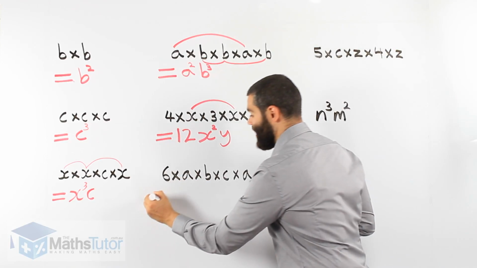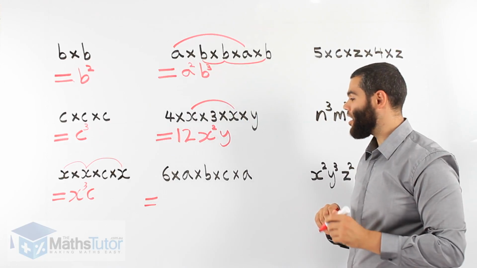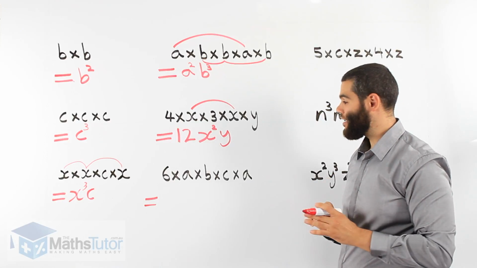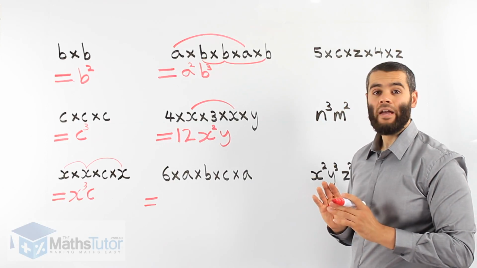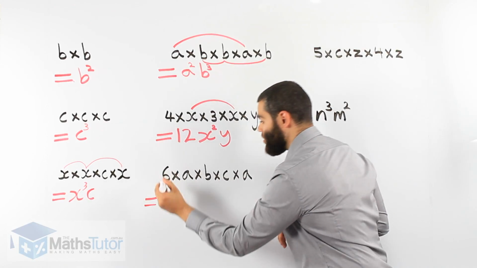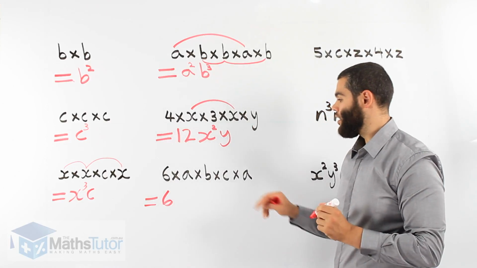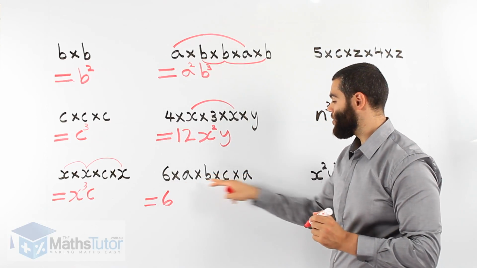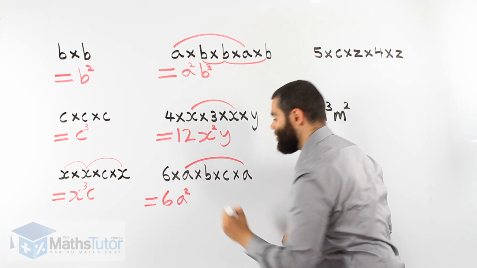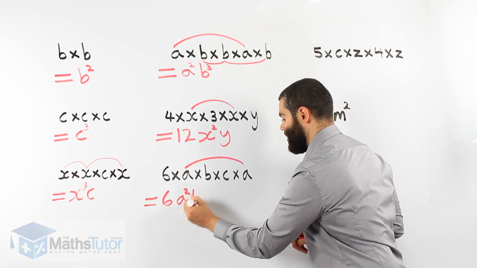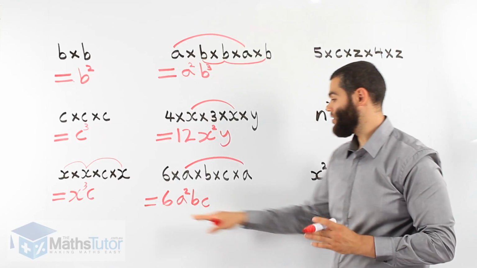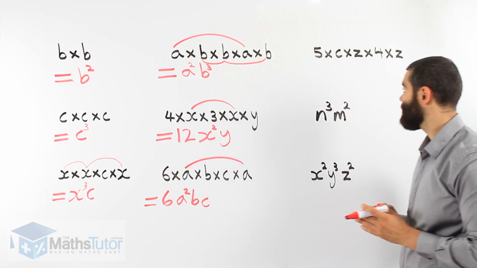Here we have 6 times a times b times c times a. Again, it's pretty long. We like to shorten it and make it simpler. Okay, we have a numeral which is a 6. Does it multiply with any other numeral? No, there isn't any other numeral. So just 6, there it is. a times b times c times a. We notice that the a's, a times a, squared, and b c. 6a squared b c in index notation.